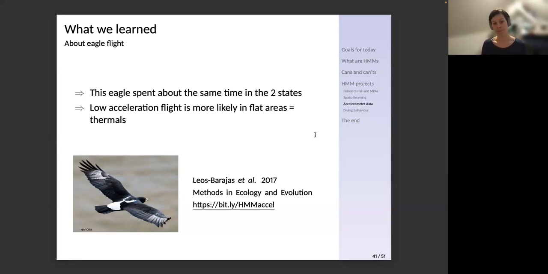So that was interesting to know, because it seems like thermals could actually be really dynamic structures, but perhaps the thermals that were generated during the time that the bird was collecting data were in a season when it wasn't windy and you just had these sort of thermals rising up without a lot of turbulence in them. So that's interesting as well. And this was published back in 2017 in Methods in Ecology and Evolution.